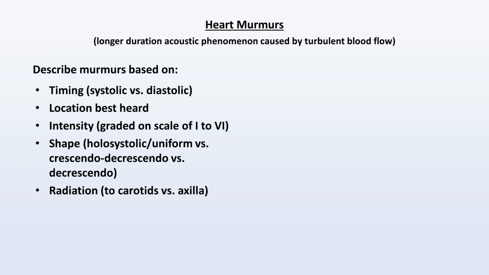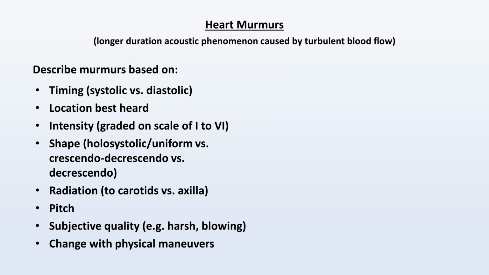Some clinicians will also describe the pitch of the murmur and the subjective character of the murmur, such as harsh or musical or blowing. This becomes a bit more advanced, but finally, murmurs can also be characterized based on how their intensity or timing change with physical maneuvers that the patient does. For example, what effect does deep inspiration, isometric hand grip, a Valsalva maneuver, or sudden standing have on the murmur, all of which can provide information about the underlying pathology.